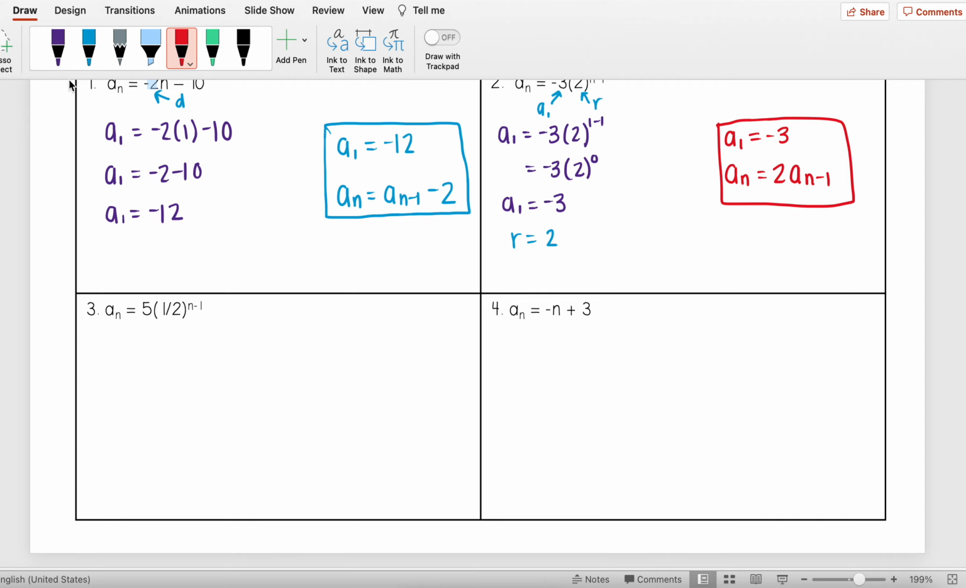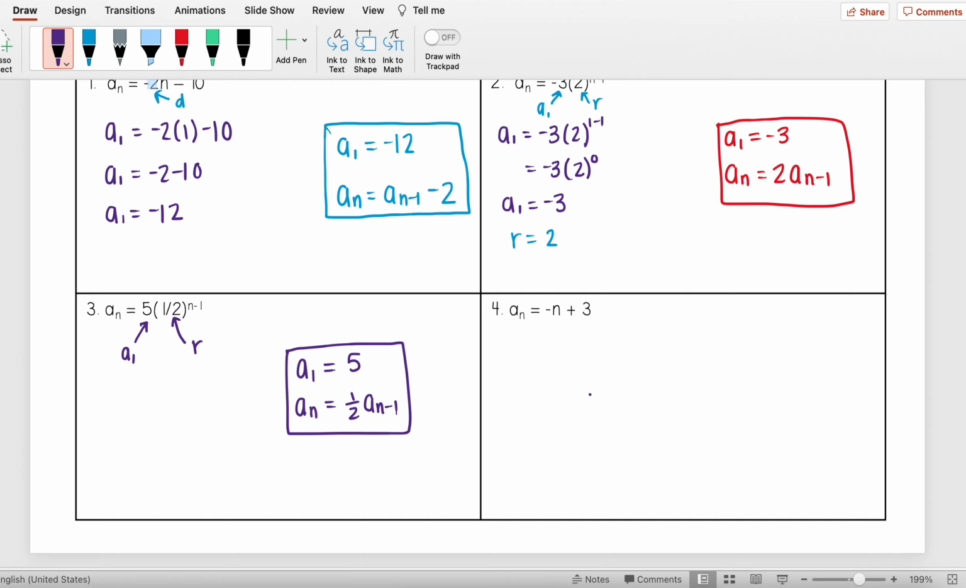Let's try that same thing with this next one. So here I have my explicit formula. I know in my explicit formula that that first term is my A1. The one in the parentheses raised to the power is my R. So that means that my recursive is A1 is equal to 5 and AN is equal to 1/2 times AN minus 1.